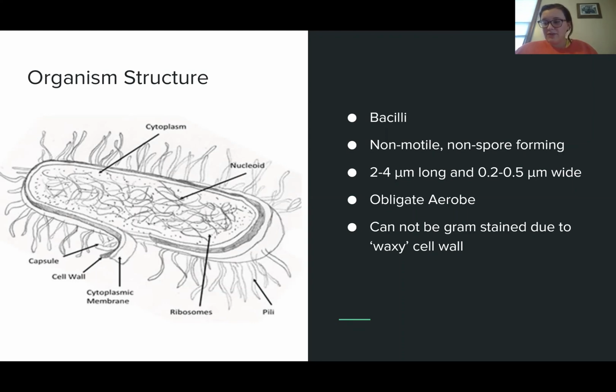to trigger host inflammation. This organism is an obligate aerobe, which explains why it's most often found in the well-aerated portions of the lungs, such as the alveoli. It's important to note that this organism cannot be gram-stained due to its waxy cell wall, which we'll talk about in the next slide.